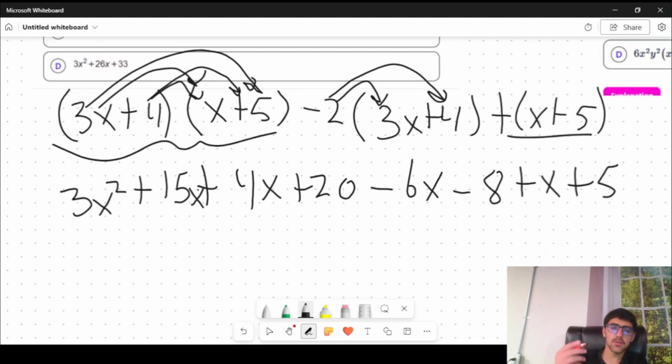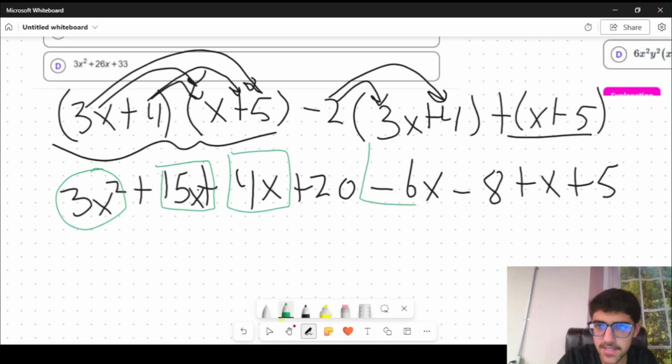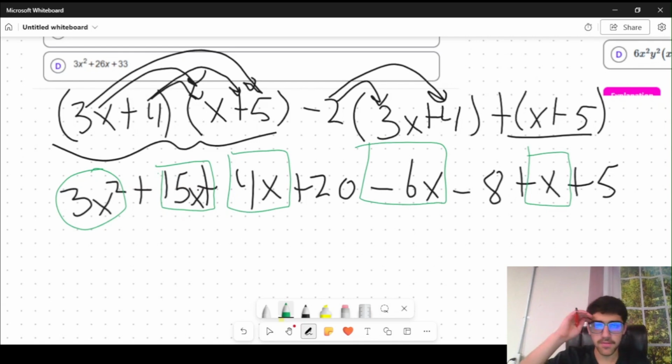Now, on the SAT you're only going to have a pencil, so you can use different shapes: one underlined, one boxed, one circled, to show the common terms. I'm going to do a circle for the x squared, and there's only one of them, so just leave it like that. Then for x to the power of 1, we have 15x here, plus 4x here, a minus 6x here, and an x here. Let's do a box for those. And let's do an underline for the constants: there's a 20 here, a negative 8 here, and a 5.